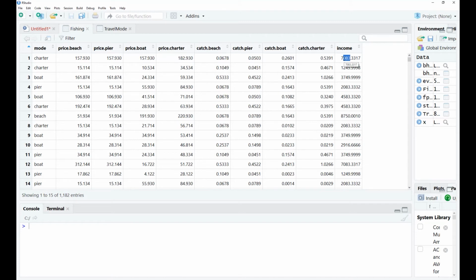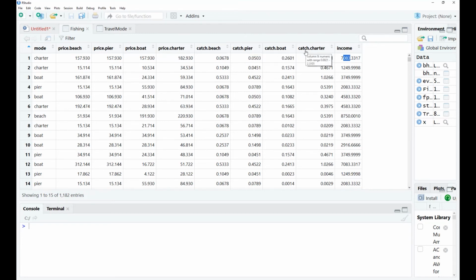Okay. Now, it is very important, and note that all the data sets that you're going to work with are going to be set up that way. The price is an alternative specific variable, and it has to be set up such that it's price.beach, where beach, pier, boat, and charter has to refer to the mode. Okay, and the same is true for catch.